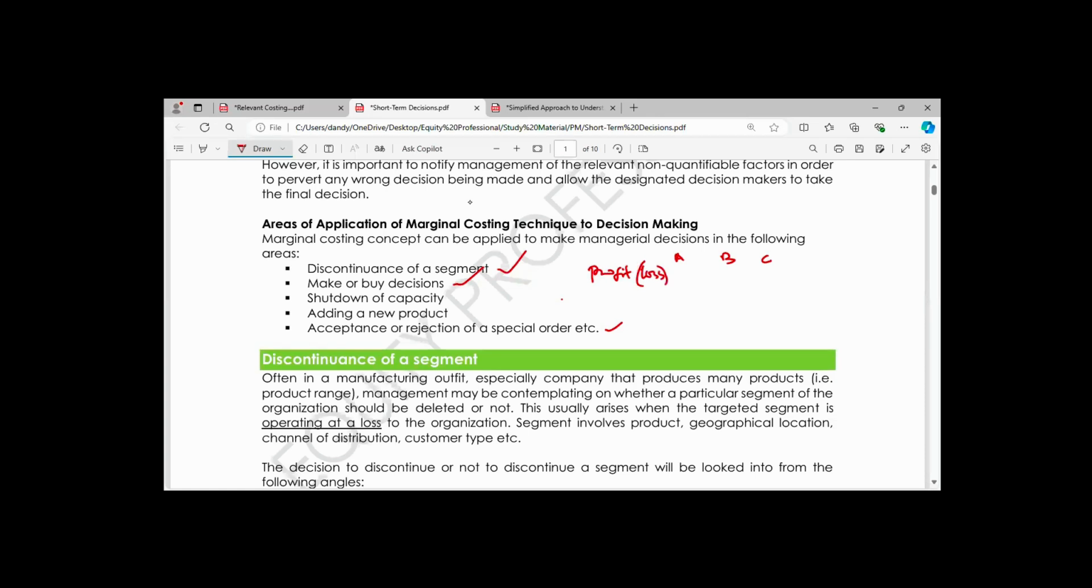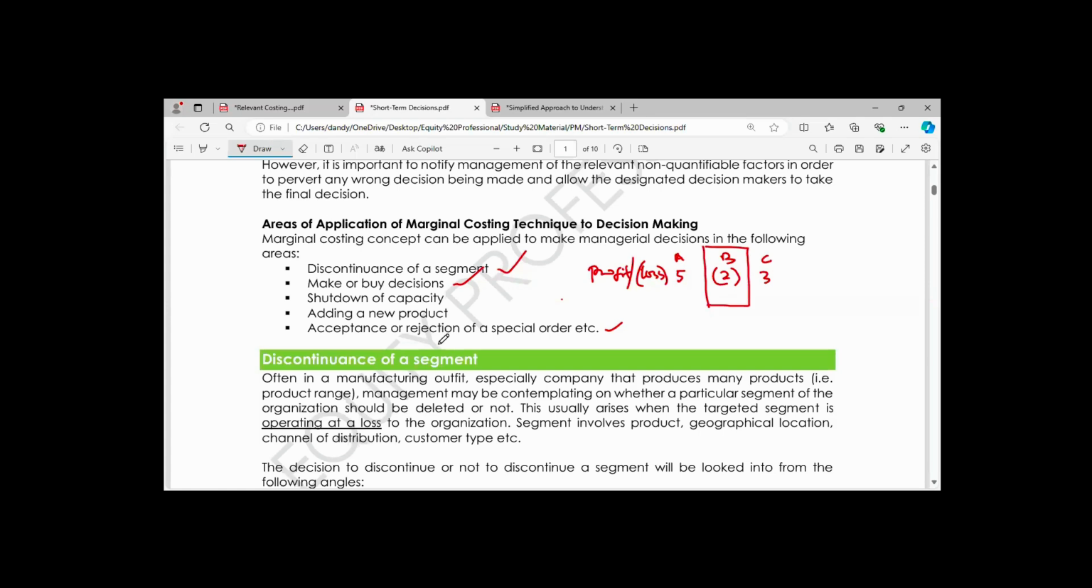Now, say for example, the company makes a profit of 5 million naira on product A. The company incurs a loss of 2 million naira on product B. Then the company made a profit of 3 million naira on product C. So because product B is generating a loss, the company may be contemplating discontinuing producing product B.